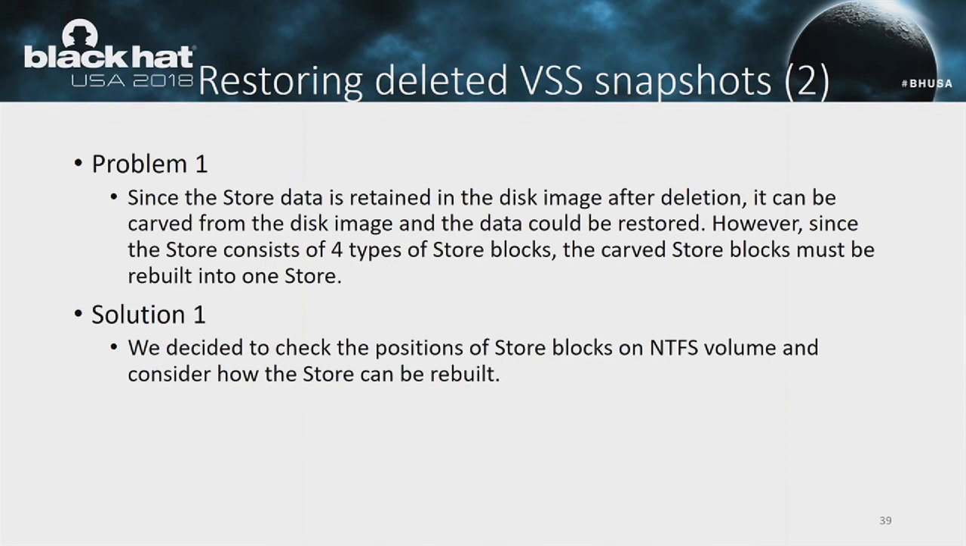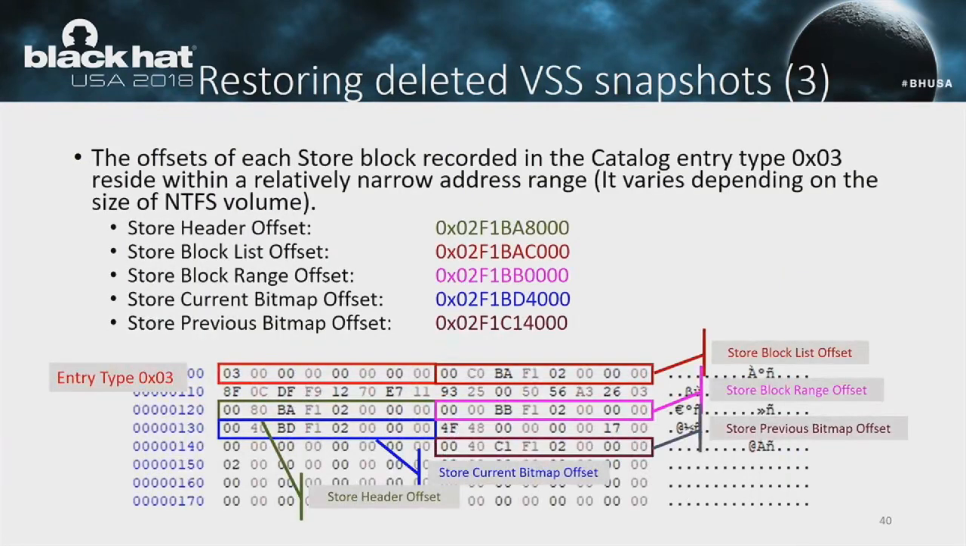So, problem 1. Since the store data is retained in the disk image after deletion, it can be carved from the disk image and the data could be restored. However, since the store consists of 4 types of store blocks, the carved store blocks must be rebuilt into one store. So our solution to problem 1: we decided to check the positions of store blocks on the NTFS volume and consider how the store can be rebuilt. The offsets of each store block recorded in the catalog entry type 3 reside within a relatively narrow address range.